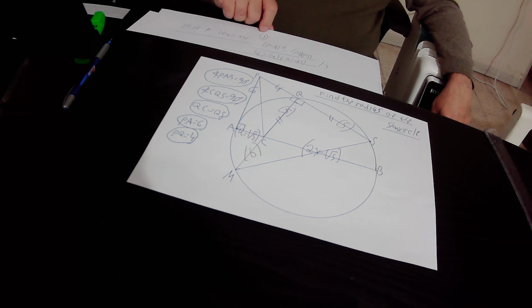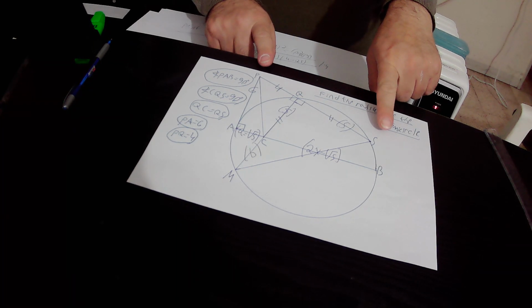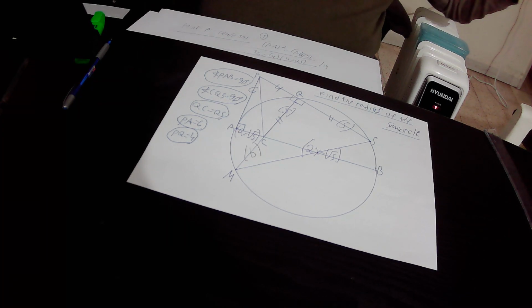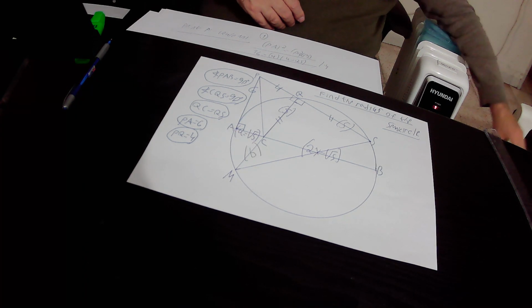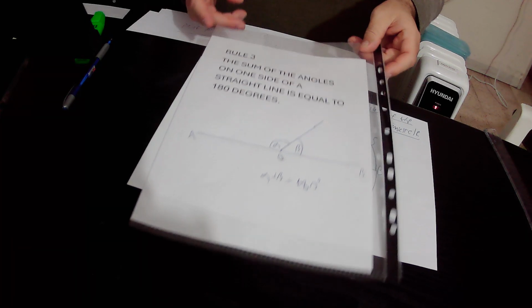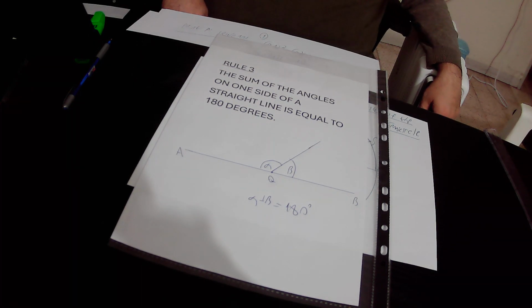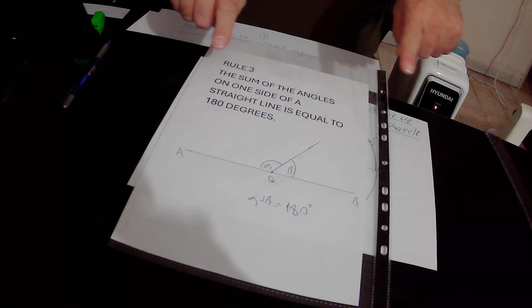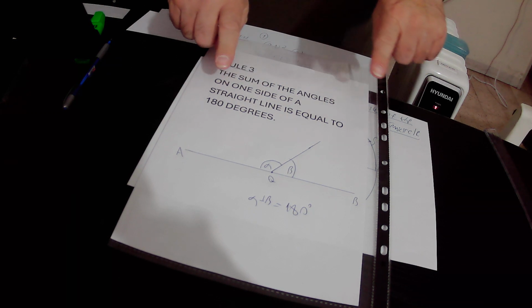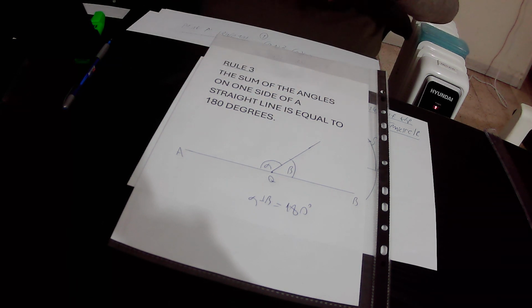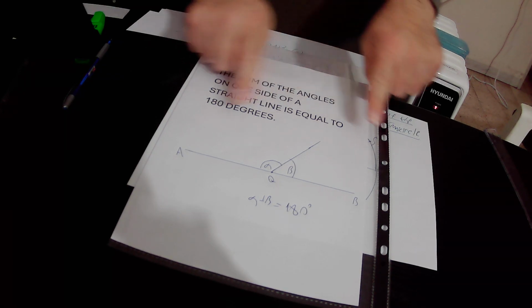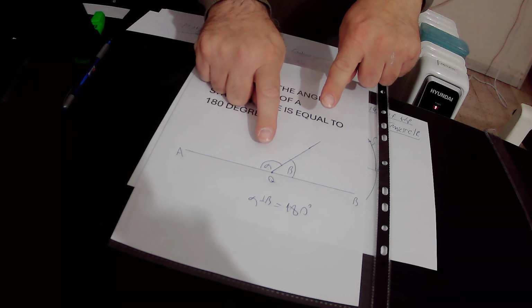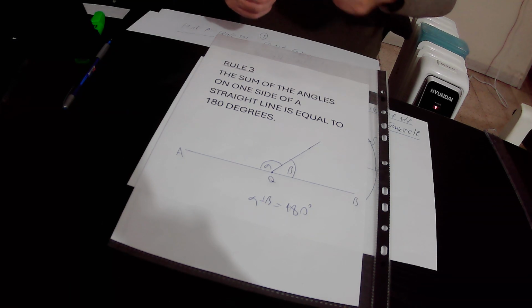In the next step, we implemented rule number 3 in our drawing. We repeat rule number 3. According to rule number 3, the sum of the angles on one side of a straight line is equal to 180 degrees. We have the straight line AB. If we focus on the upper side of the straight line AB at point Q, the sum of the angles must be equal to 180 degrees. So which angles do we have? At the upper side of AB at point Q, we have angles alpha and beta. Therefore, according to rule number 3, alpha plus beta must be equal to 180 degrees.